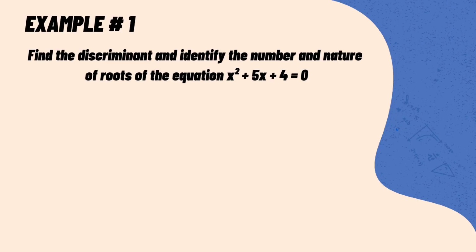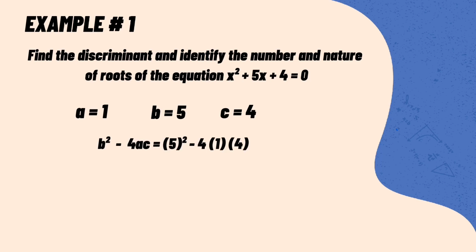For our first example, we have our equation x squared plus 5x plus 4 is equal to 0. First step, identify the value of a, b, and c. For the value of a, we have 1, for b, we have 5, and for c, we have 4. Next, substitute the given values of a, b, and c in the expression of b squared minus 4ac. We have b squared minus 4ac is equal to 5 squared minus 4 times 1 times 4.